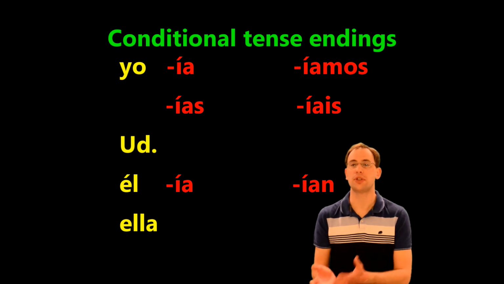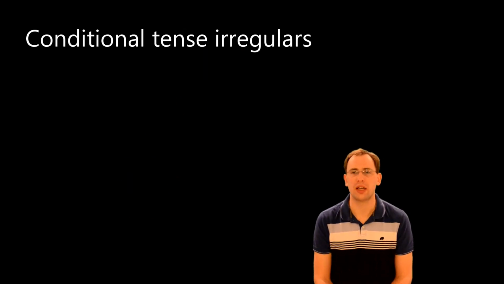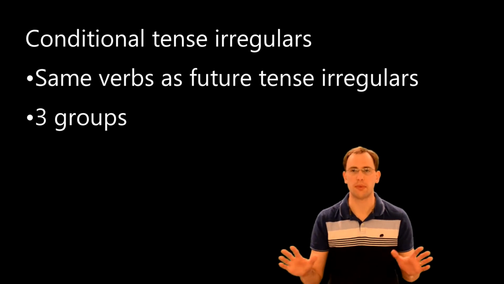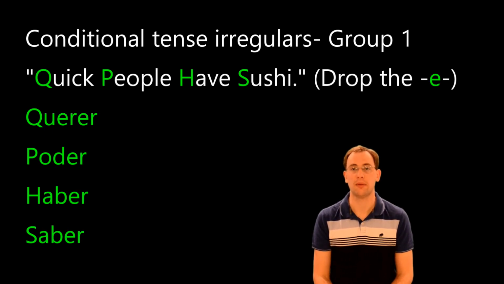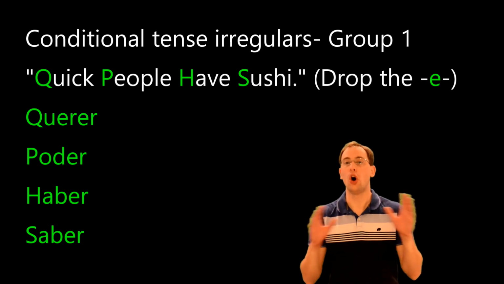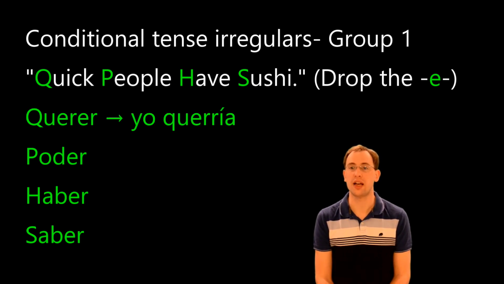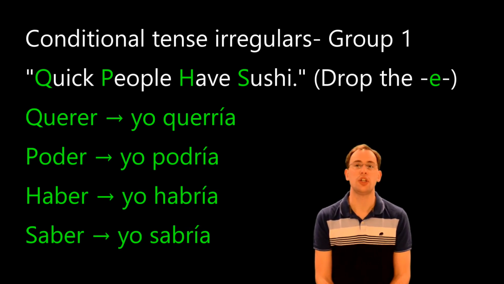So that's it for regular verbs. You're going to take the whole infinitive plus your conditional endings, which are the same as the ER, IR imperfect endings. Now there are some irregulars, but the good news is they're the same exact irregulars as we had in the future tense. So if you think back to those irregulars in the future, we had three groups. Same three groups here. The first group, quick people have sushi, is going to be irregular in the same way it was irregular in the future tense. That is, for the verbs querer, poder, haber, and saber, we're going to drop the E. And then we're going to put our conditional endings for all the forms right onto the end of that stem. So for querer, the yo form would be yo querría. For poder, yo podría. For haber, yo habría. And for saber, yo sabría.